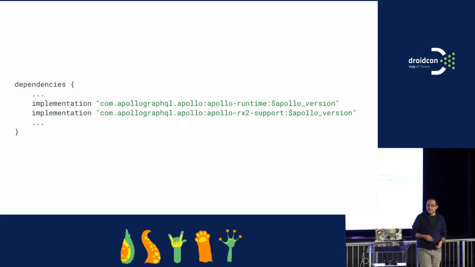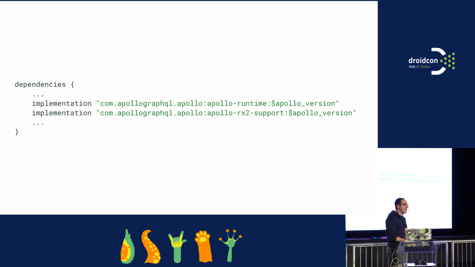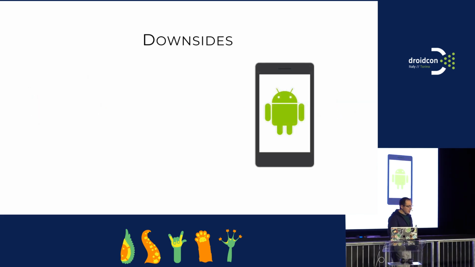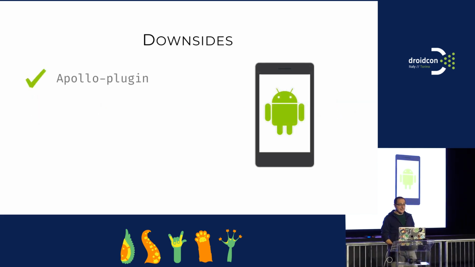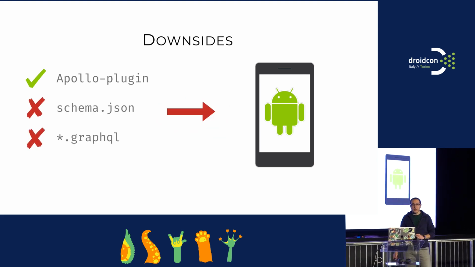Of course, not everything is amazing in Apollo, and it has a very big downside. Once you include the plugin, you need to add the schema and at least an empty GraphQL file, otherwise it's not going to compile at all.